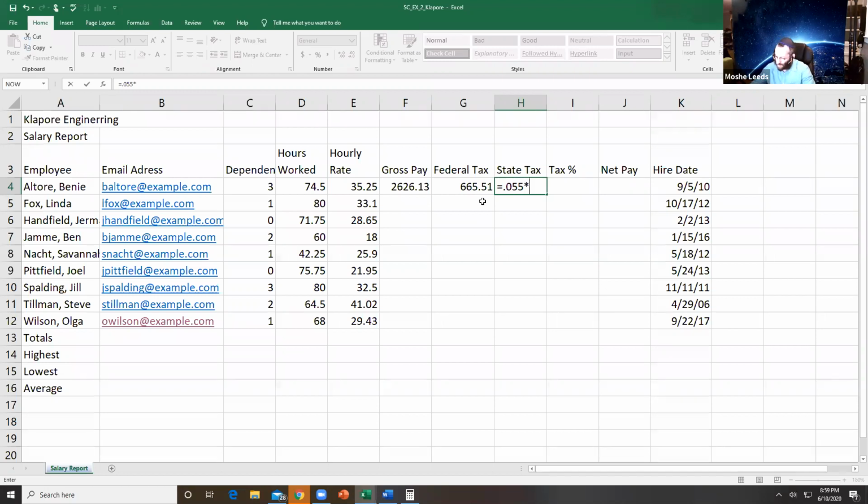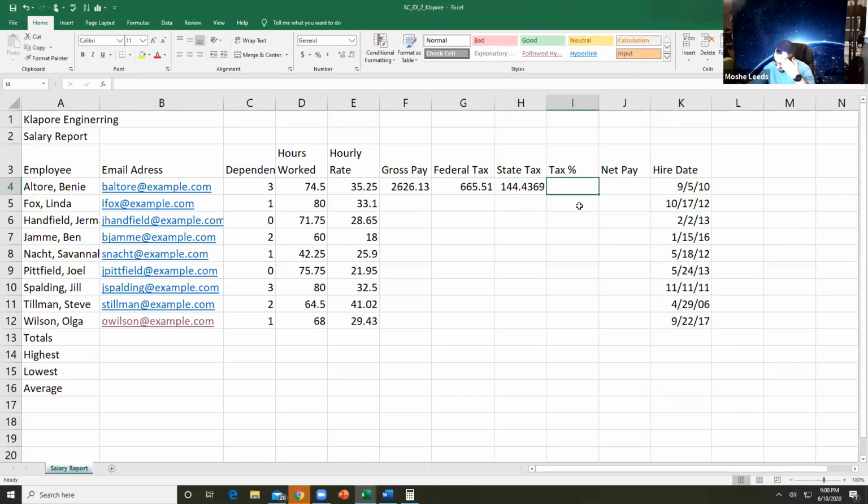Okay, and I'm going to multiply that by my gross pay. Remember, I'm not going to type out my gross pay. I'm going to select the cell where the gross pay is located for row 4. Okay, so now 0.055 times 262613, which is F4, press enter, and that is how much my state tax is going to be in dollars. Okay. So I'll show it again. I just want to finish this line, and then we'll do it over again.